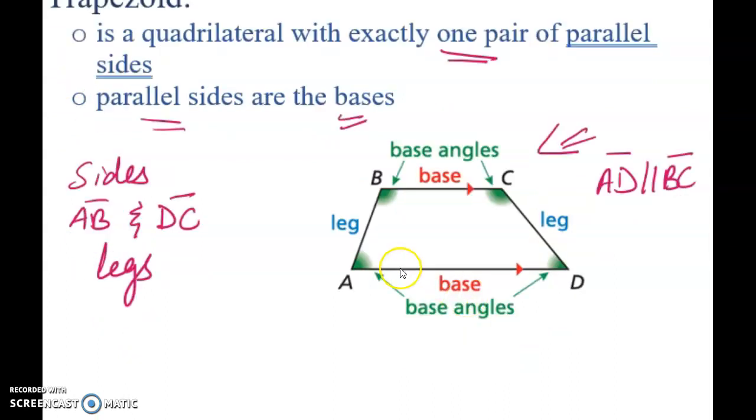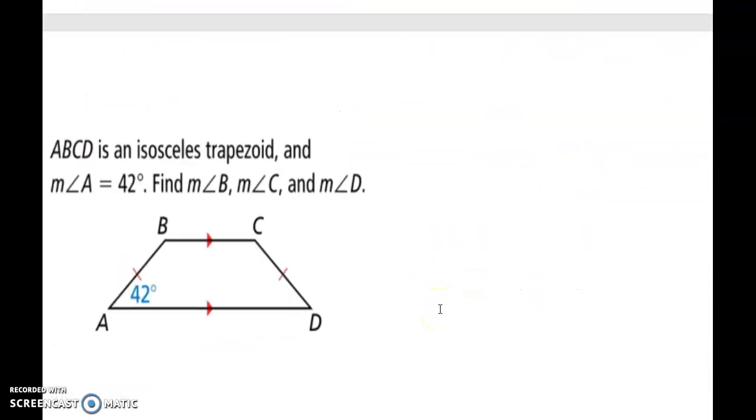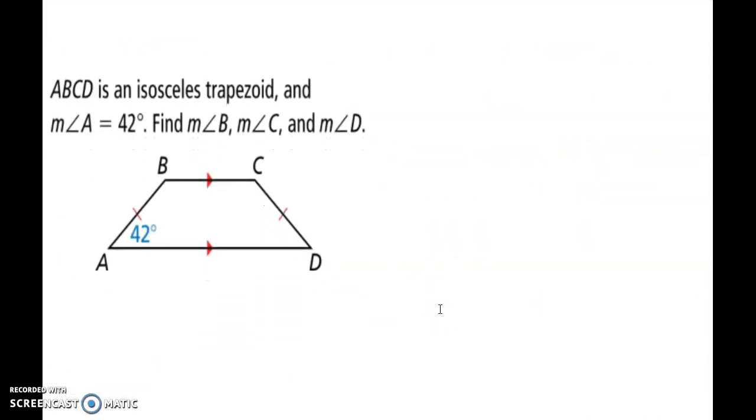Based on this concept, I have a question for you to try. In this question, they have given you angle A, and you need to figure out what is angle B, C, and D. Before you solve this question, keep in mind what is the sum total of the interior angles of a quadrilateral. That information will help you to figure out this question.